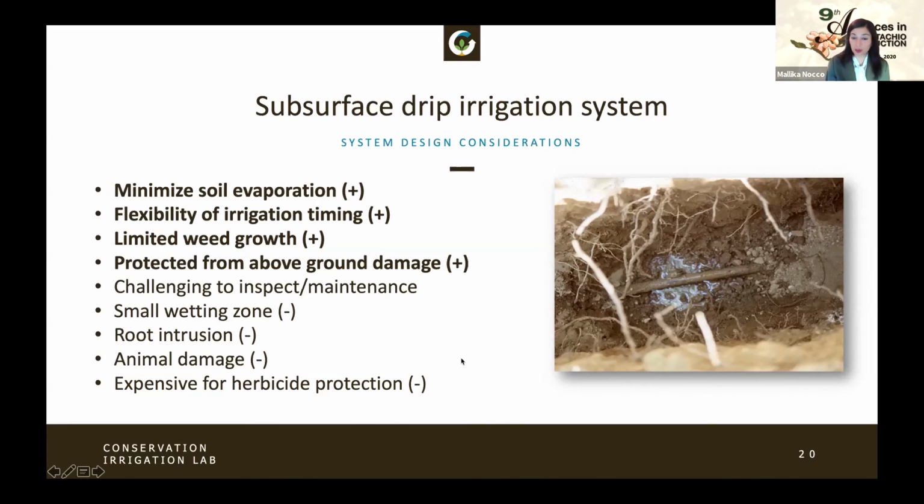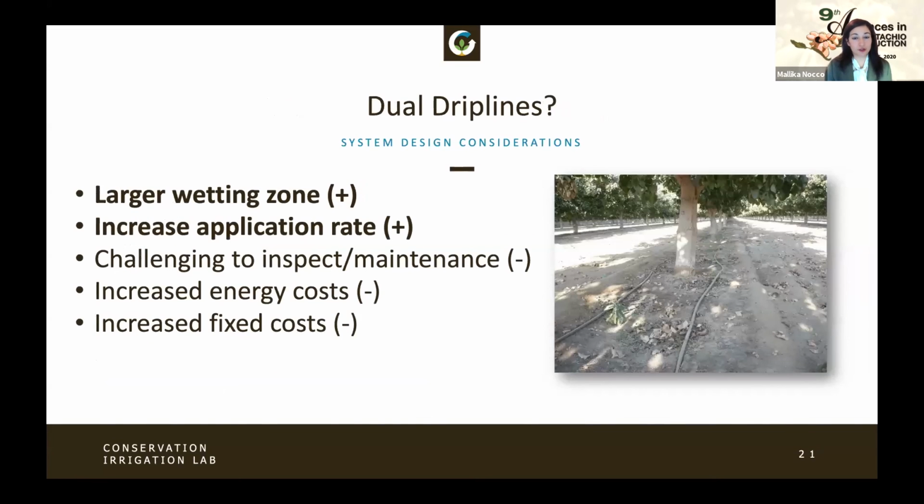But I did want to talk about some of the benefits as well, because I wanted to give them a fair shake here. So, dual drips versus single drips. I would summarize this with maybe double the benefits, but also double the cost: double the energy cost, double the fixed costs, and double the maintenance.